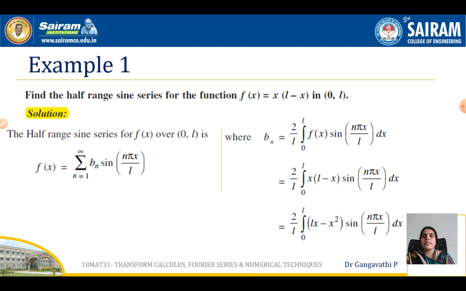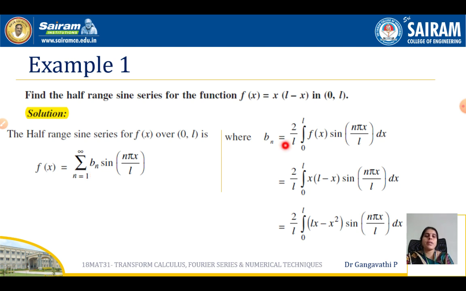Let us see an example. Find the half range sine series for the function f of x equal to this in the interval 0 to L. So 0 to L itself is the half range. Since it is a sine series, we need to evaluate only Bn.